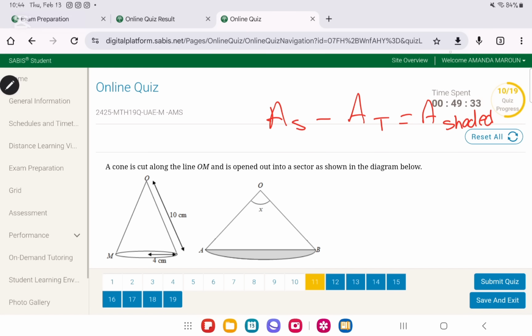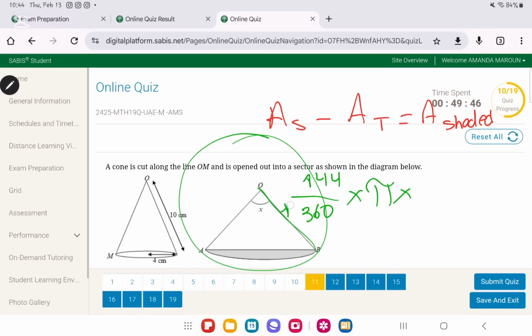So to find the area of the sector, it's going to be 144 over 360 times pi times the radius. Remember, we're taking it from a full circle. It's going to be this over here, which is 10, so times 10 squared. Remember, the area of any sector is angle over 360 times pi times r squared.